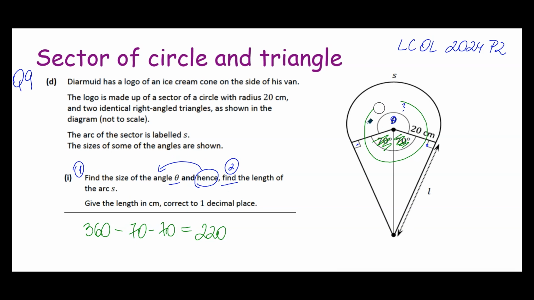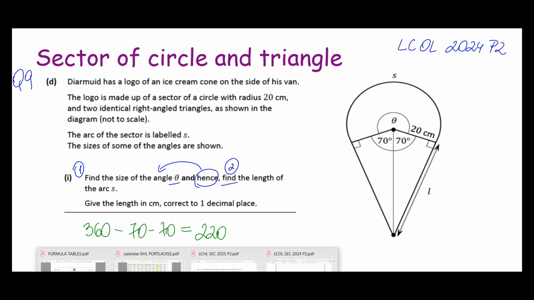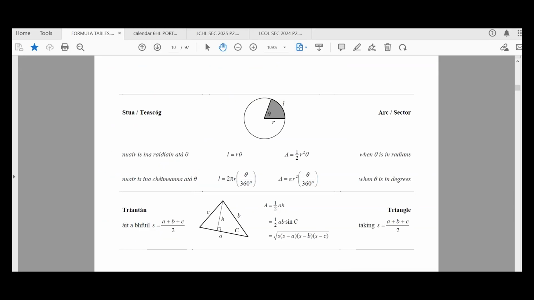Now, with that knowledge, knowing what that angle is, we're going to be able to find the second part, which is the length of the arc. And how do we do that? Well, we go to our maths tables where we have the sector and the arc. Here we can see the arc is L, and then we have theta, the angle, and R is the radius. So L, that's the arc. And here we can see that there are two different formulas for L. So which formula do we choose?